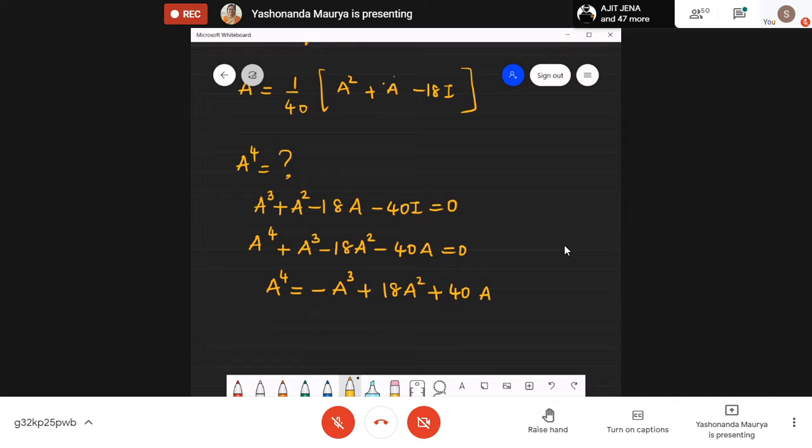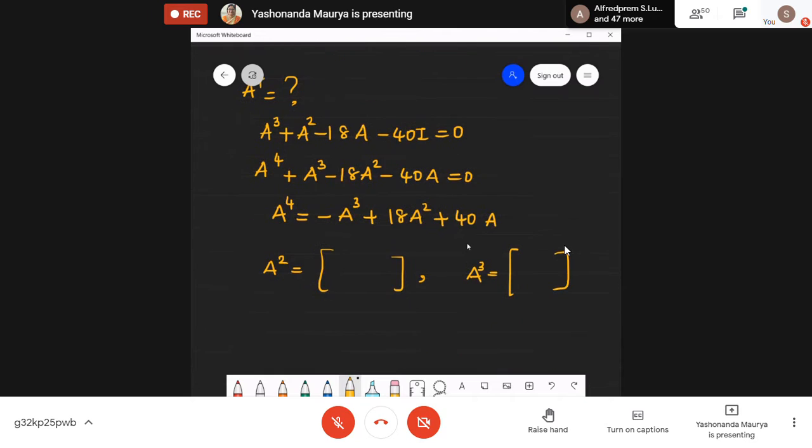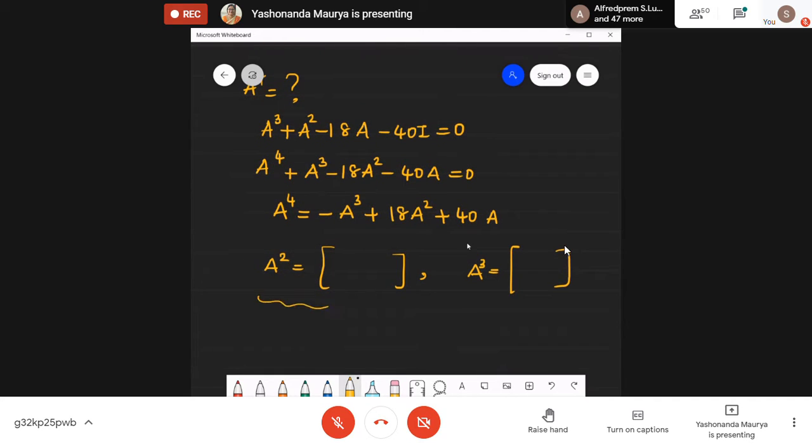So now we can find A square, and we can find A cube, and hence substitute both the values here to get the expression for A raised to 4. Because it was just A raised to 4, the division algorithm is also a correct option, but even that much is not required. Directly you can do it this way also. So this can be one of the ways of solving this.